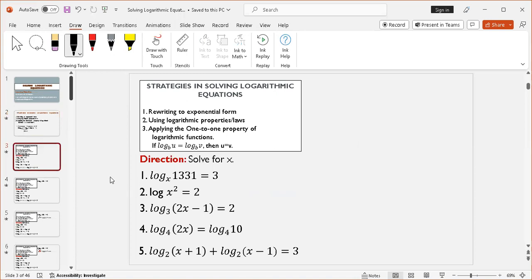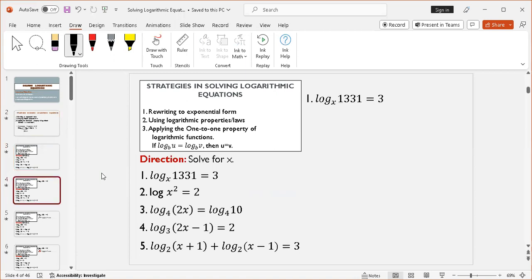There are 5 equations here. So let's start with number 1. The given is log of 1,331 to the base x equals 3. So take note of the logarithmic form, log of y to the base b equals x. So as you can notice, this is written in this form. So here, the base is x. The y here is 1,331 and 3 is the x.